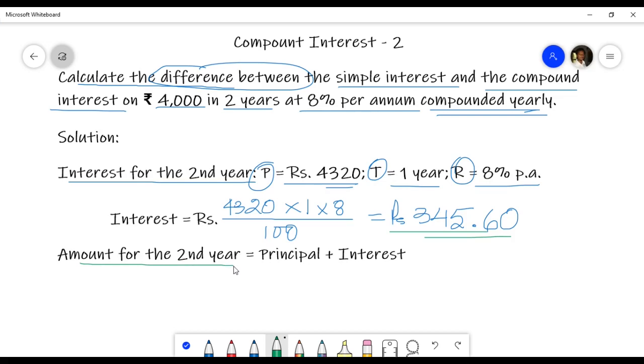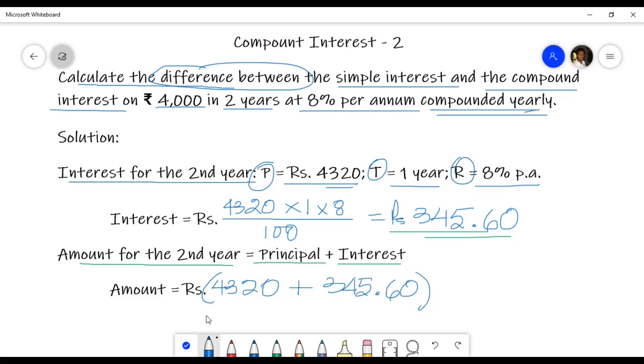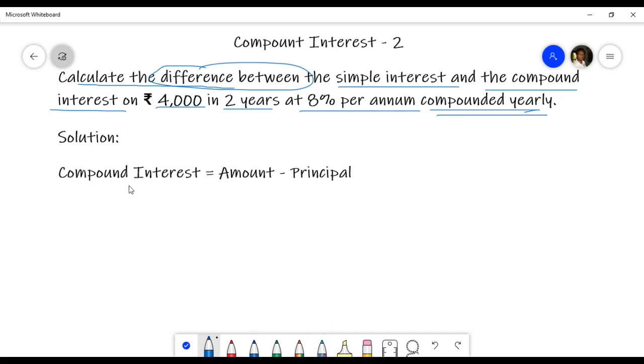We have to find the amount for the second year now. Formula, you know it: principal plus interest. We'll replace the values to get the amount for the second year. After we have replaced the values and added the principal and interest, we will get the amount for the second year as rupees 4,665 and 60 paise.